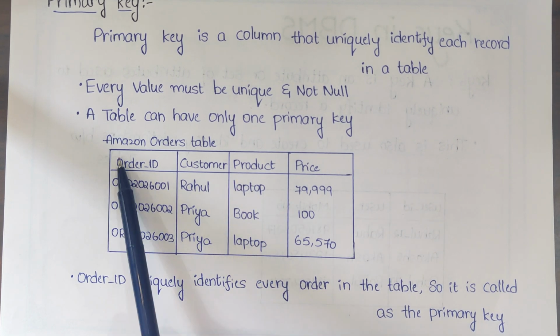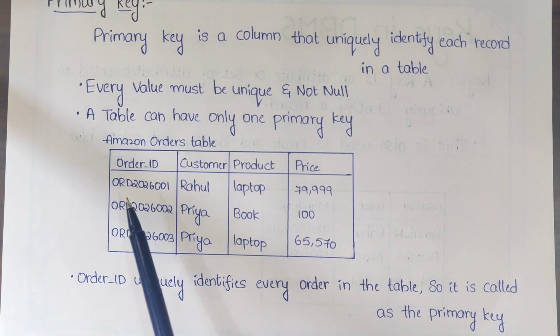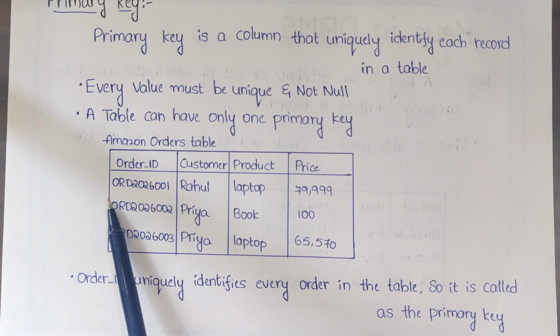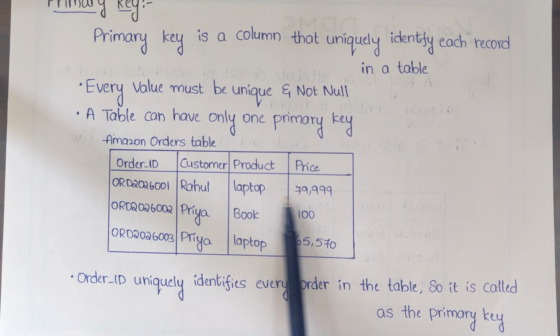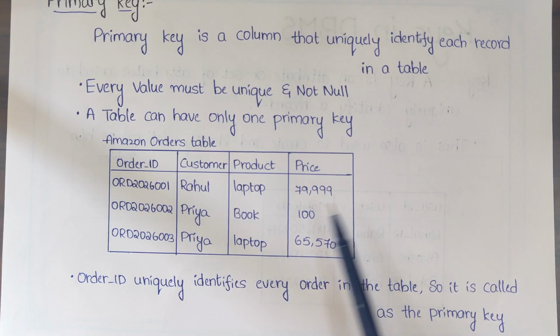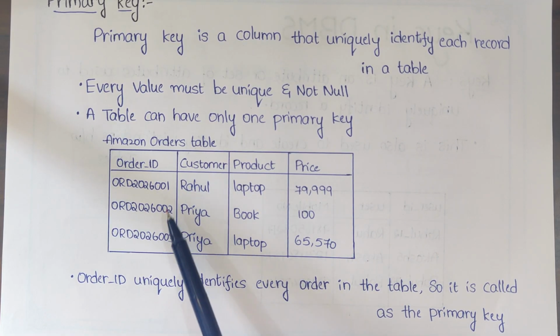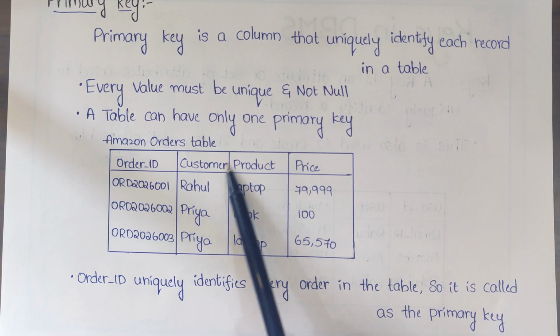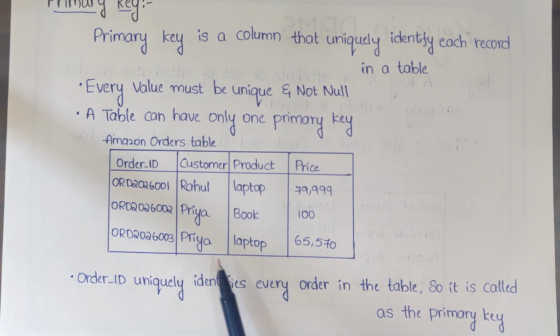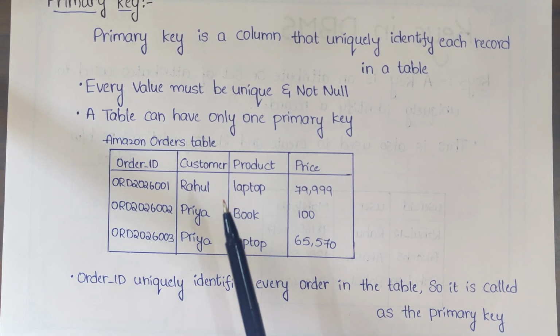Now let's consider this Amazon orders table as an example. Each order row represents a single user's details: the first represents Rahul, the second represents Priya, and the third is also Priya. Here we can see the customer name is repeating, and the product is also repeated, because Rahul bought a product named laptop and Priya also bought a laptop. So we cannot consider customer and product as the primary key.